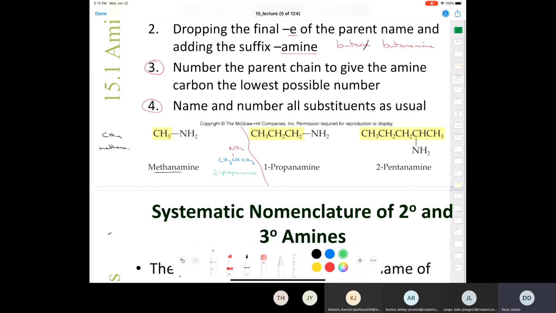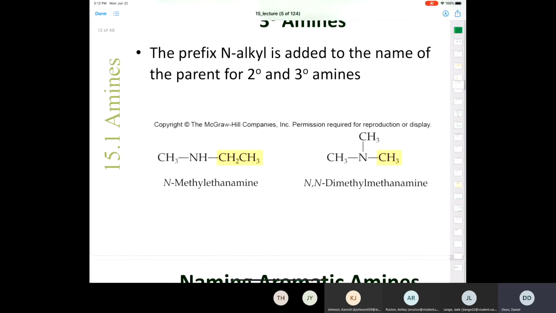Okay, and this next one is 2-pentanamine because we numbered the longest carbon chain, which is highlighted in yellow, so that we give that amine group the lowest possible number. Then I talked about naming secondary and tertiary amines, and you're going to have to watch the video on this because if you're hearing this for the first time, you'll have to go back because time marches on for whom the bell tolls.